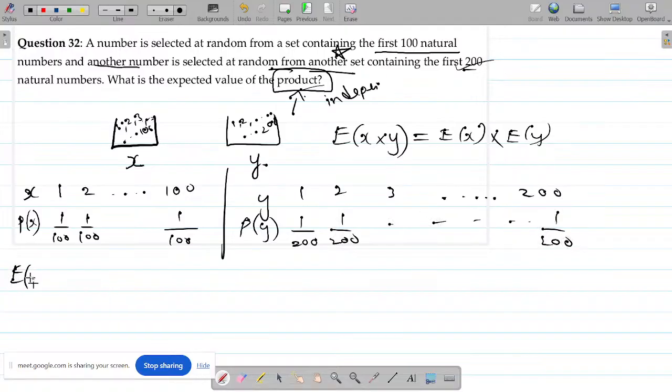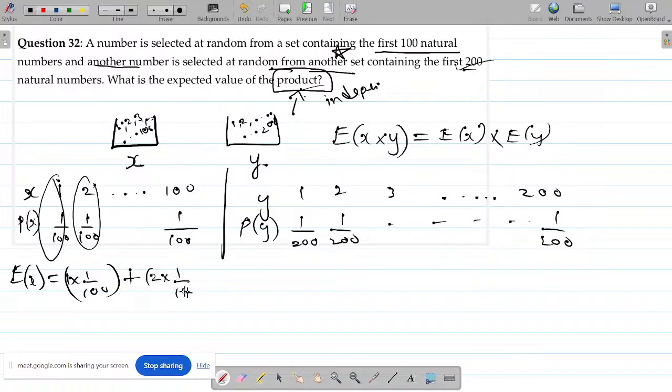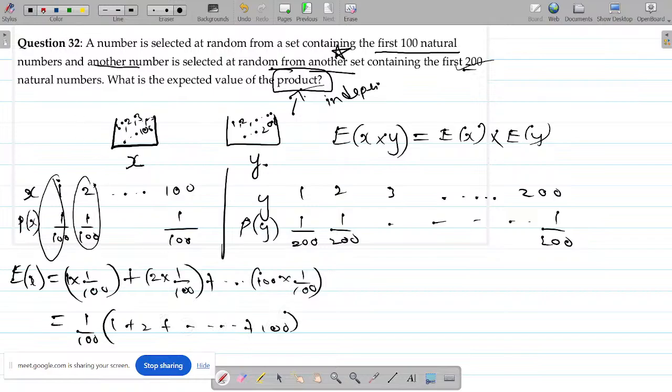Let me go for finding E of X first. So E of X is multiply these things and add. So 1 into 1 by 100 plus 2 into 1 by 100 plus we go on up to 100 into 1 by 100. Okay. So here we'll be having 1 by 100 common. So 1 plus 2 plus up to 100. We have seen in AP and GP, the first 100 natural numbers: n into n plus 1 by 2. Remember? So this is 1 by 100 into n, where n is 100.